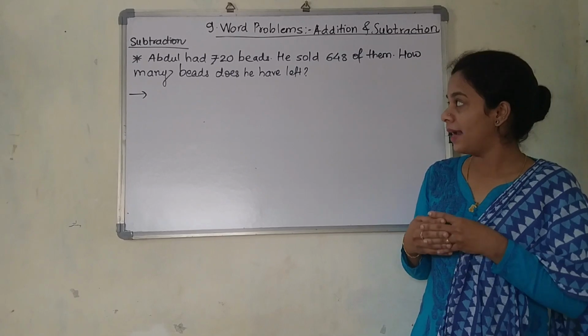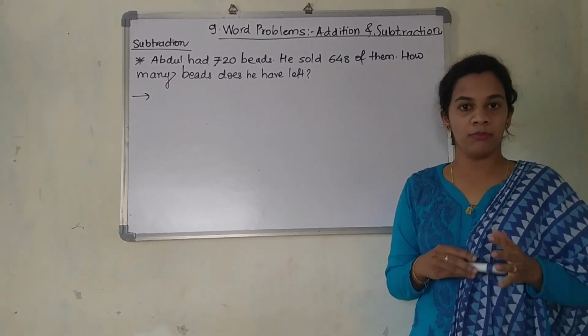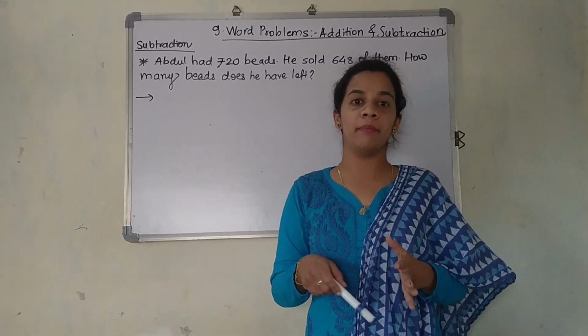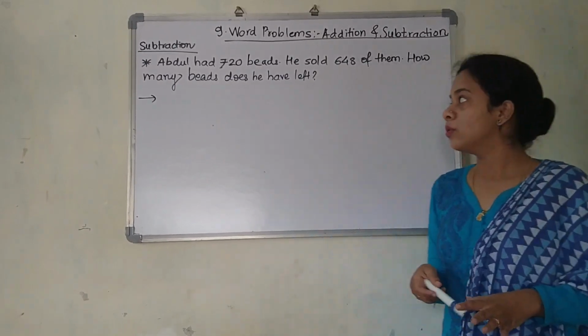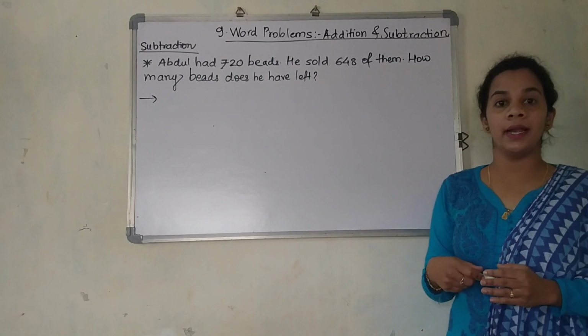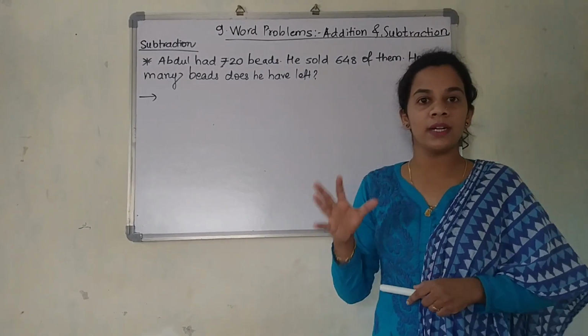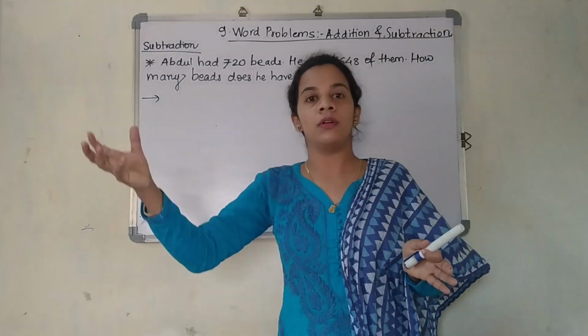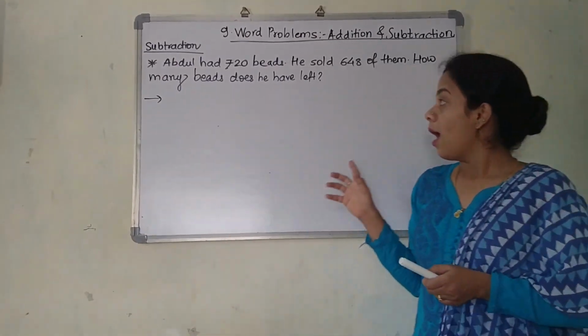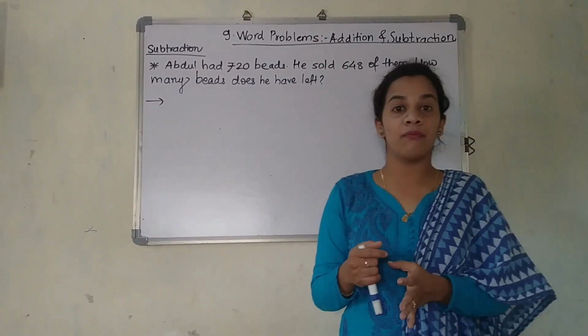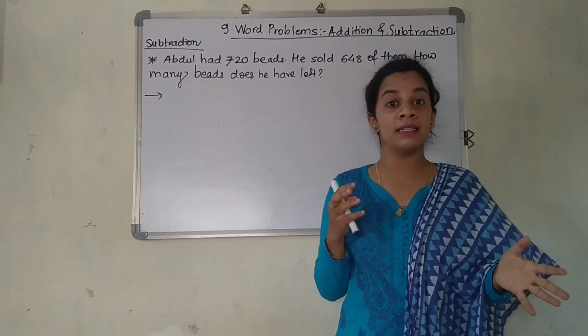So Abdul had 720 beads. Abdul was having 720 beads. Beads, we know, are used for preparing necklaces and all. So he sold 648 out of them. Out of that 720, he has sold. Sold means he has given to someone 648. How many beads does he have left with him now?